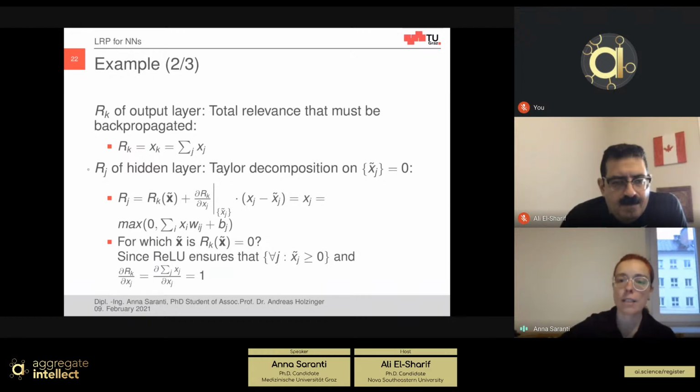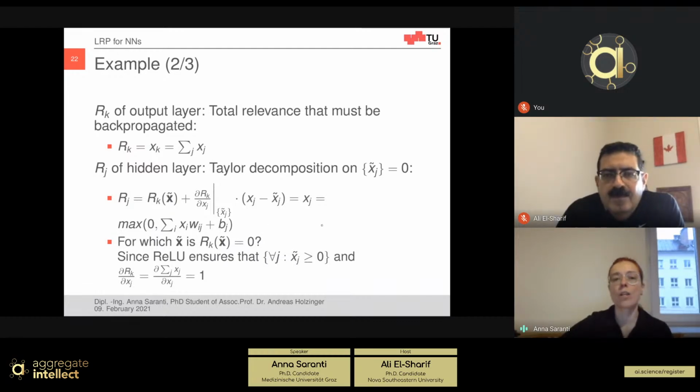The relevance of the hidden layer can be easily computed by Taylor decomposition on the root point 0, because since we have the ReLU, everything that passes through is either 0 or something positive. So the root point is actually the one where all inputs are 0. And the relevance of the jth layer is computed by this equation.